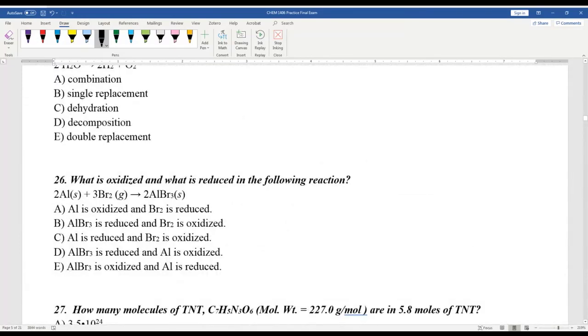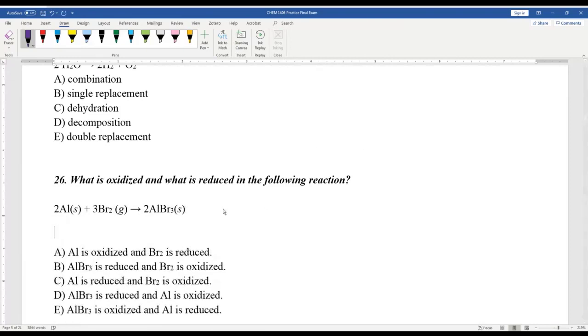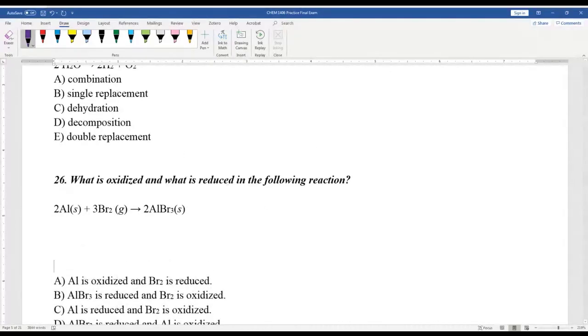All right, so what is oxidized and what is reduced in the following equation? If you look at this, there's a few standard rules for oxidation numbers that it's good to have in mind when you're doing a problem like this. And first is, whenever you see an element in its elemental form, it's going to have an oxidation number of what? What is the oxidation number of an element by itself?